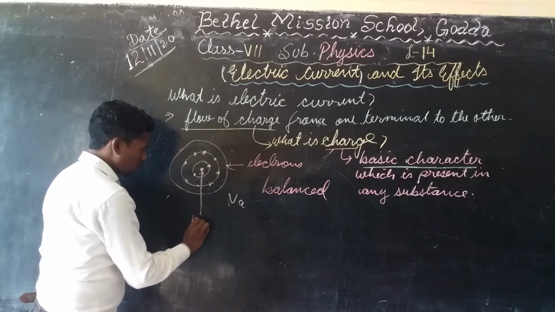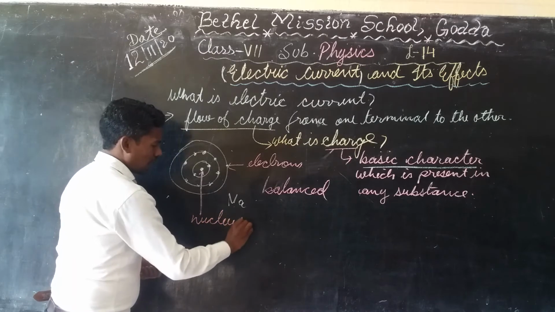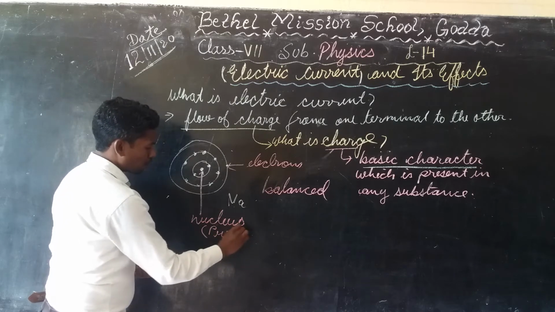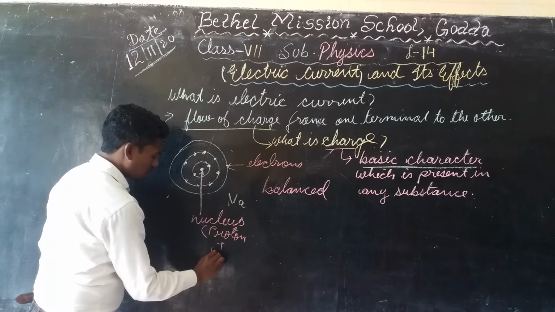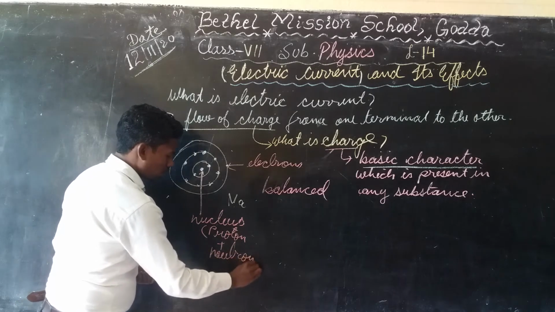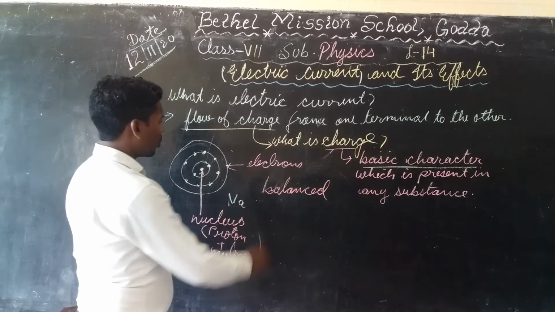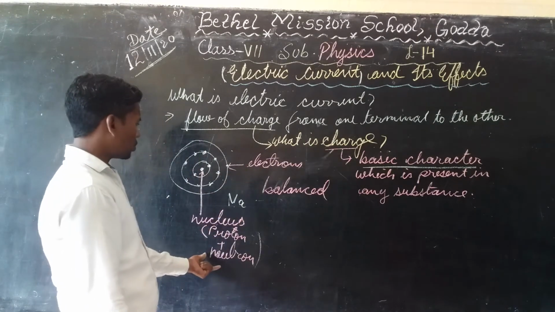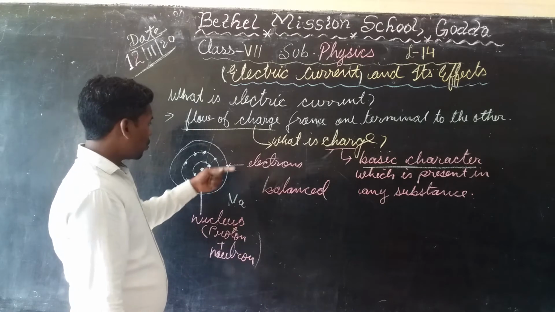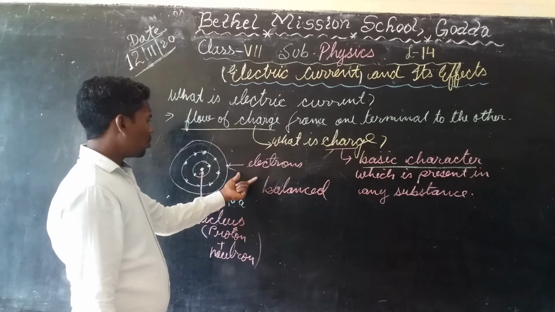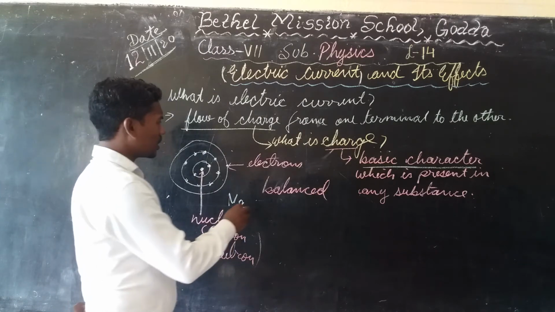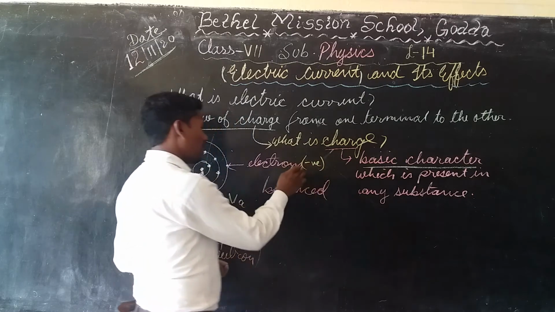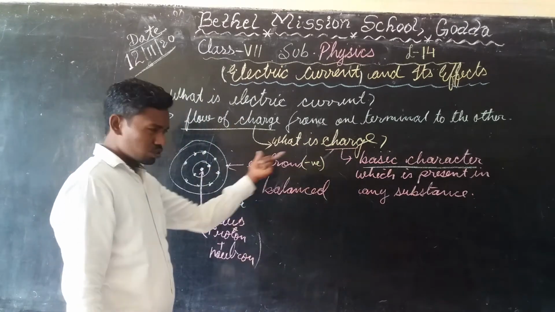What do we have? Nucleus. And which is composed of protons plus neutrons. Okay. So when we say that this atom as a whole is made up of electrons, protons and neutrons. Understood? Okay. These electrons have a certain type of character called the negative charge. These electrons have this character.